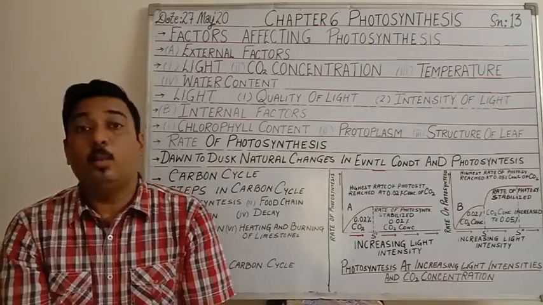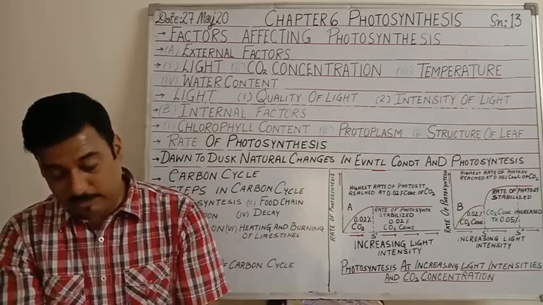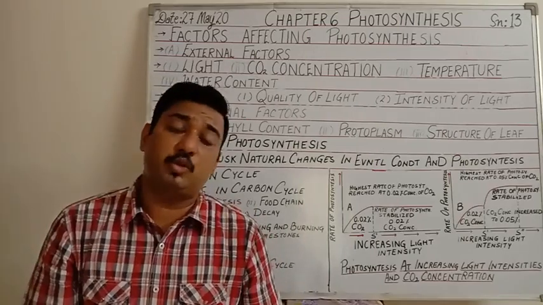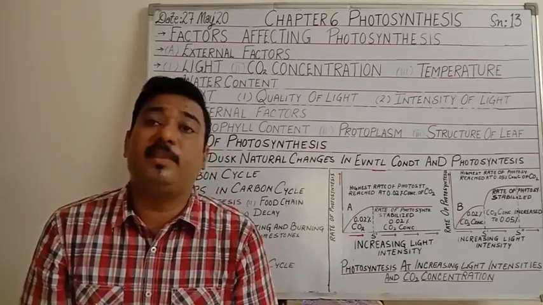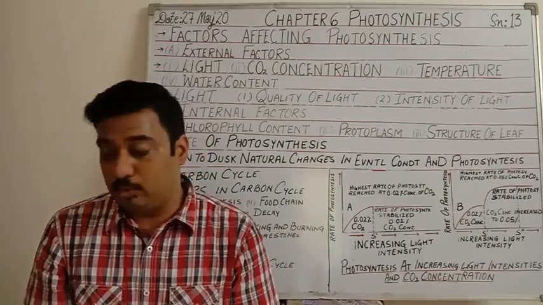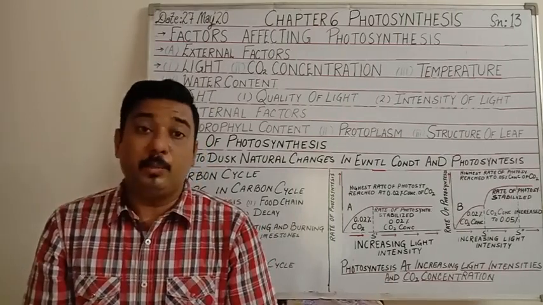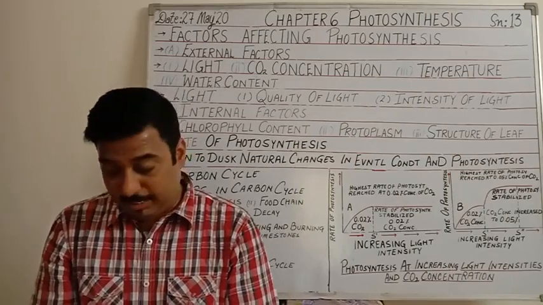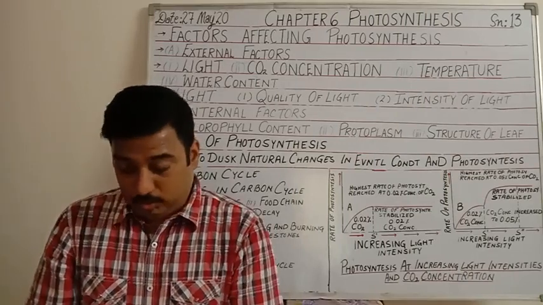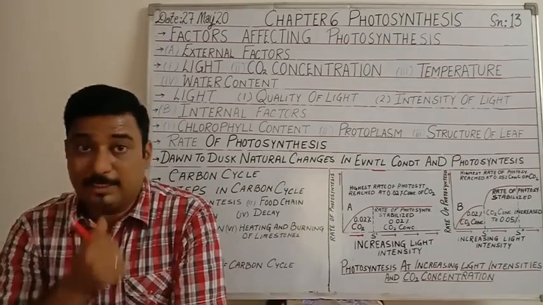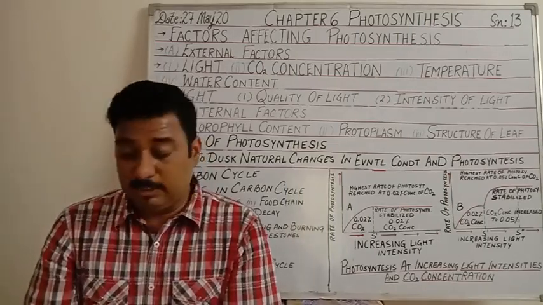We all know white light is composed of 7 colors. No photosynthesis will take place in darkness, as it was told earlier in the previous class. When there is no light, photosynthesis is not possible. Okay, so the photosynthesis will best occur in a range between red and blue light. So this is the quality of light, okay, on which the photosynthetic activity depends.